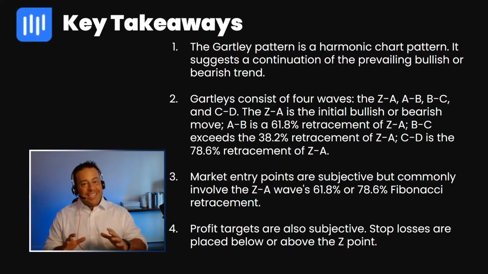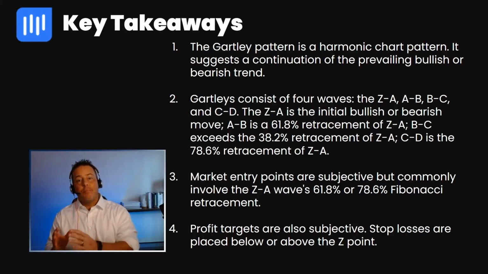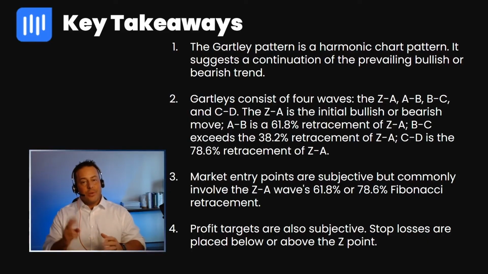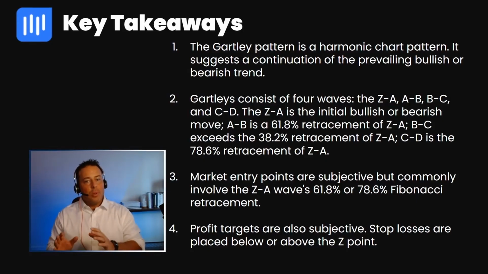Now, let's review some of the key takeaways from the Gartley pattern. Number one, the Gartley pattern is a harmonic chart pattern. It suggests a continuation of the prevailing bullish or bearish trend. Number two, Gartleys consist of 4 waves, Z to A, A to B, B to C, and C to D. The Z to A wave is an initial bullish or bearish move.